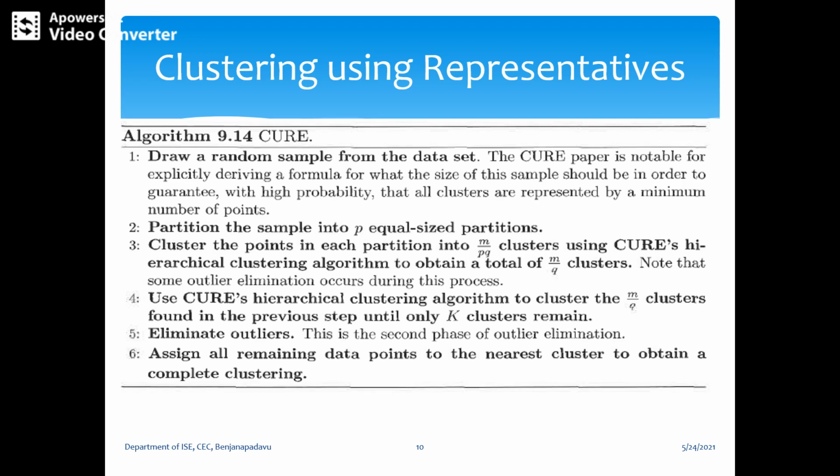Partition the sample into p equal-sized partitions, and cluster the points in each partition, m by p, into m by q clusters using CURE's hierarchical clustering algorithm. Then use the hierarchical clustering algorithm on the m by q clusters found in the previous step to get k clusters. Eliminate the outliers here; this is the second phase of outlier elimination. Assign all the remaining data points to the nearest cluster to obtain the complete clustering.